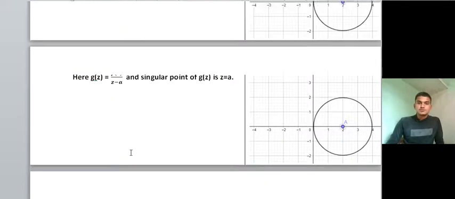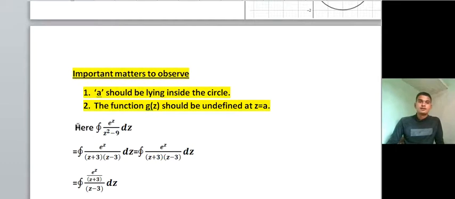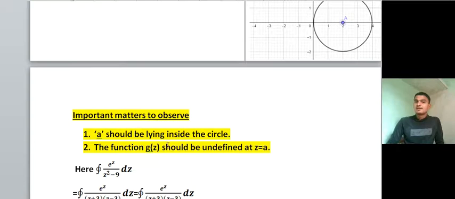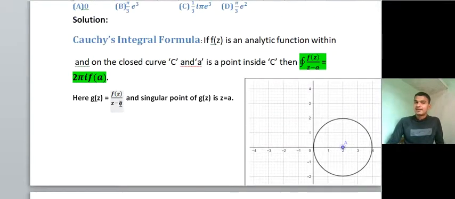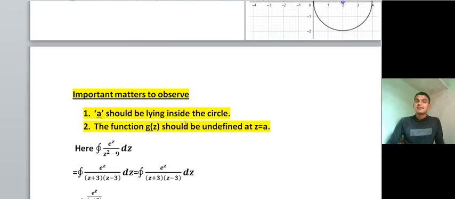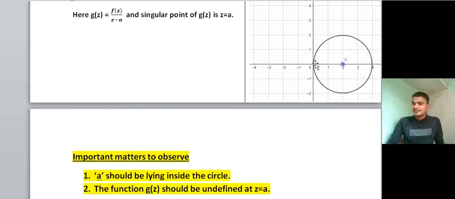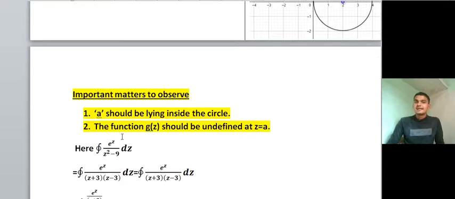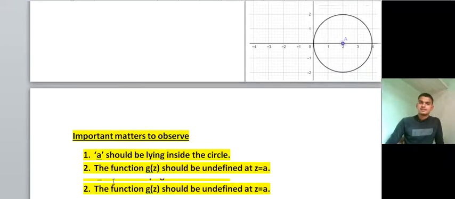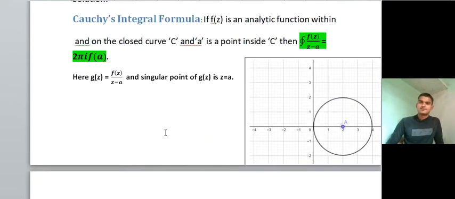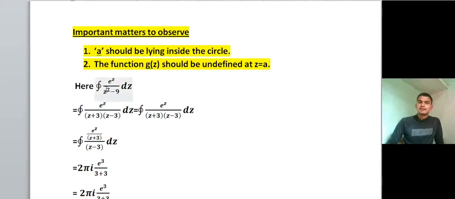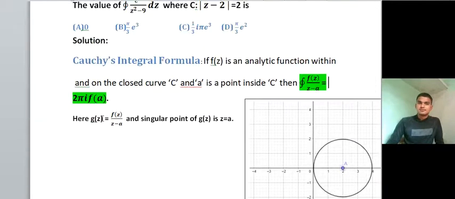Okay, so let's go to the problem. So here two important things to be observed. A should be lying inside the circle. A, this point of singularity of the function g(z), should be lying inside the circle. A should be lying inside the circle. The second thing is the function g(z) should be undefined at z is equal to a. Okay, obviously I have already said this. Okay, so then we will write this one.